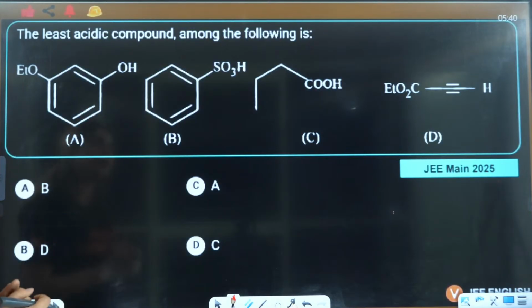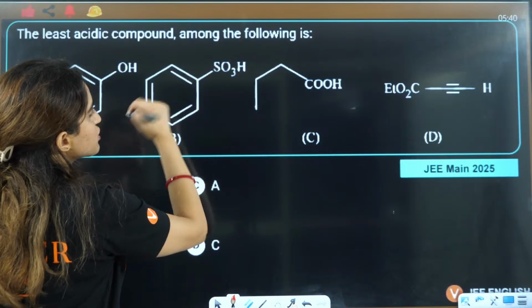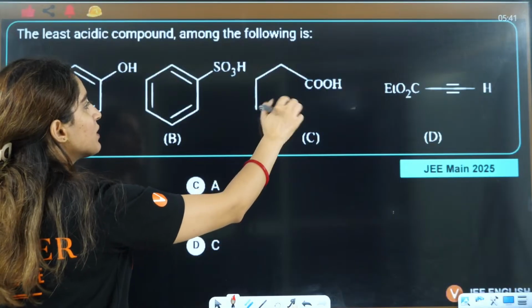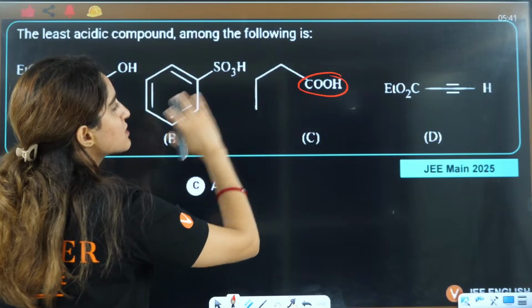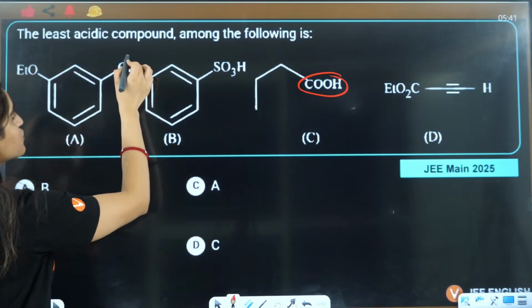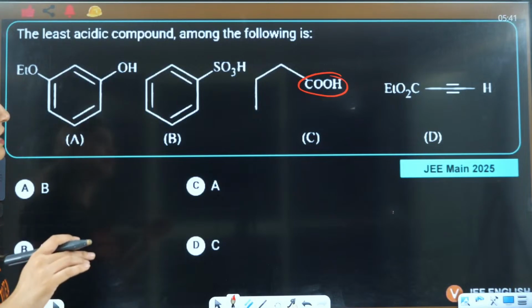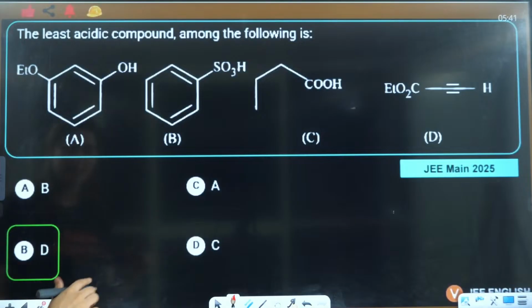But if you see the others, in other cases when it loses H positive, it will show resonance. Here it is not showing resonance, but here this COH will also not be unstable. And if you see this one, when it loses this, it will also show very good resonance, right? And that is the reason we can say B is the correct answer here.